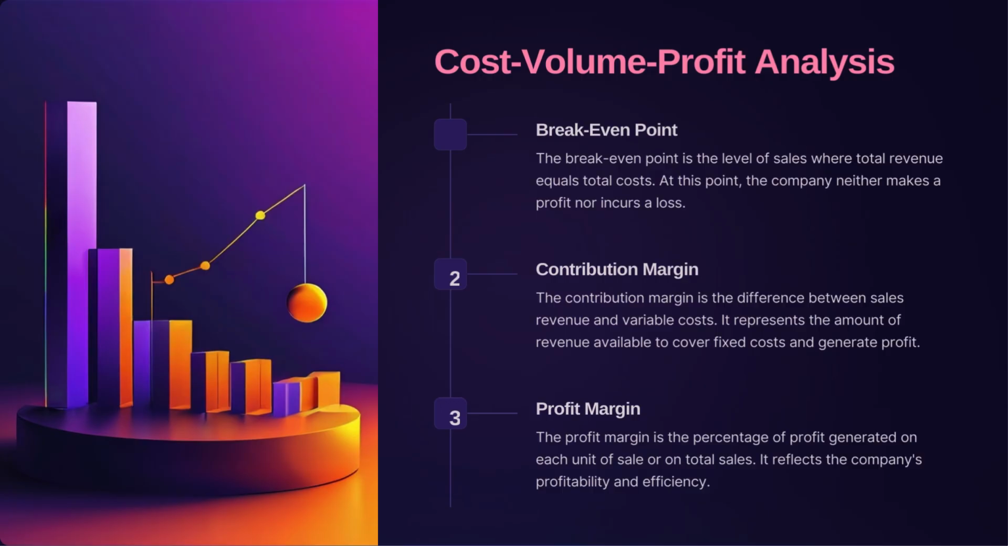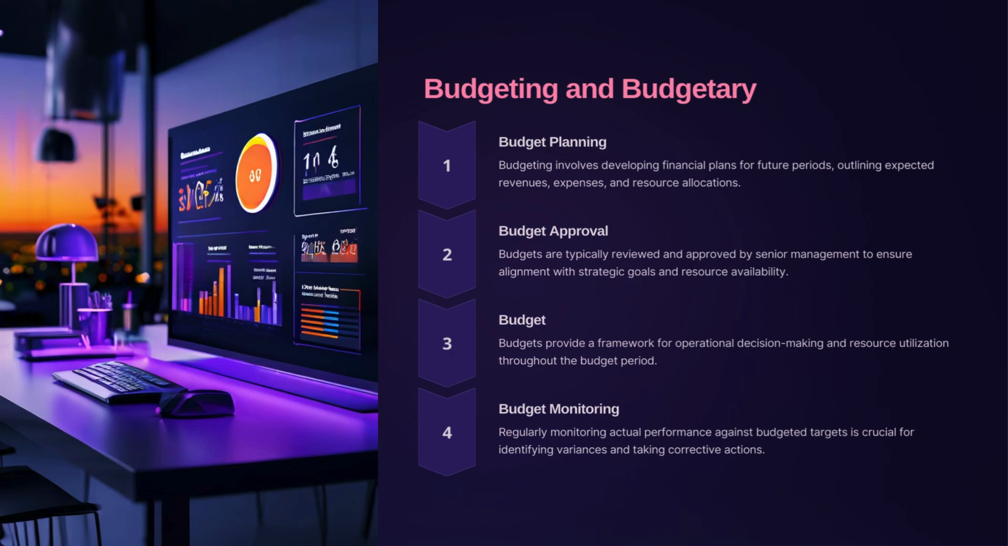Contribution margin. The contribution margin is the difference between sales revenue and variable costs. It represents the amount of revenue available to cover fixed costs and generate profit. Profit margin. The profit margin is the percentage of profit generated on each unit of sale or on total sales. It reflects the company's profitability and efficiency. Budgeting and budgetary control.